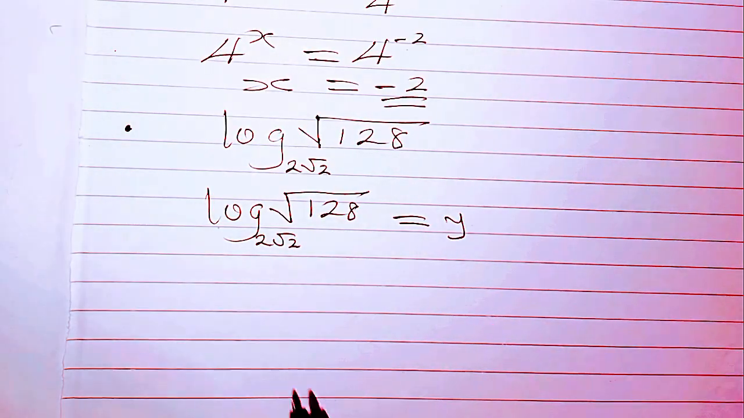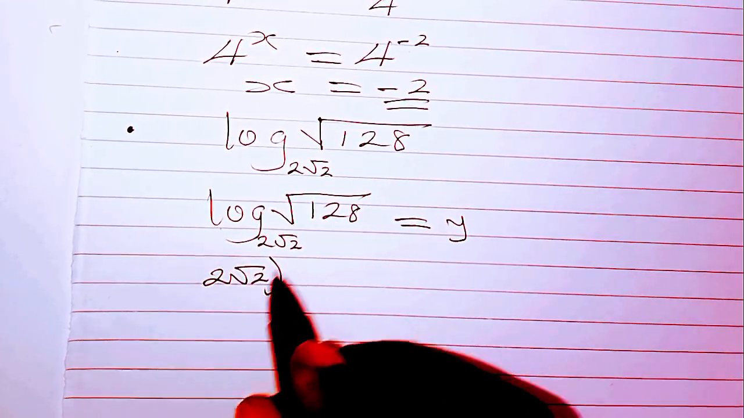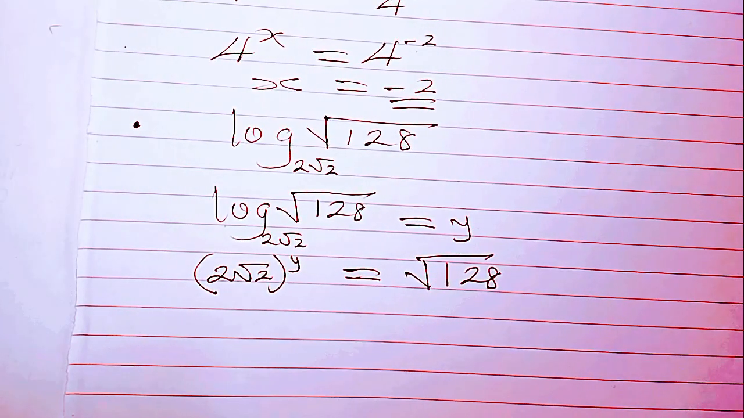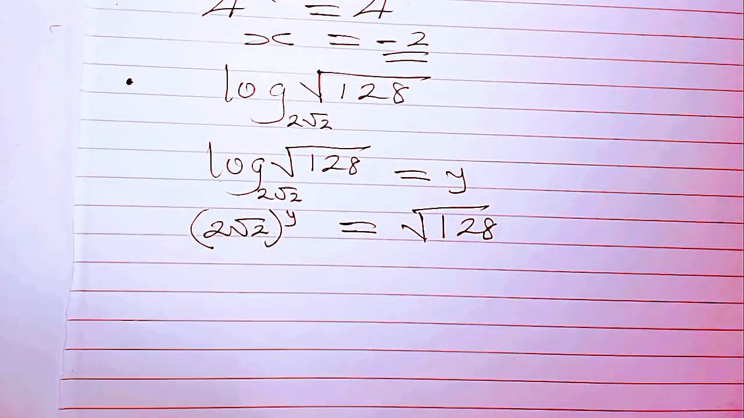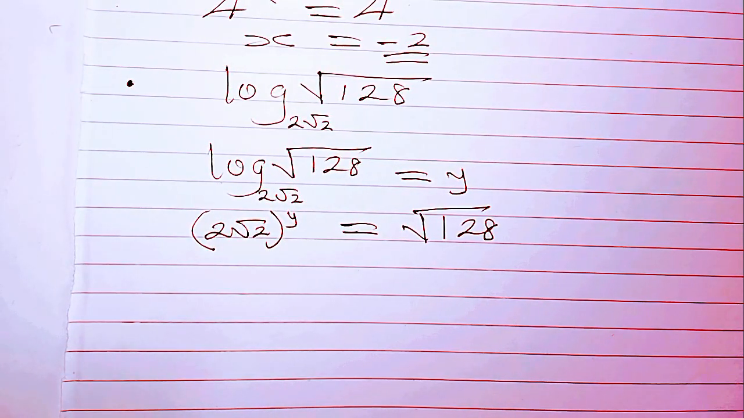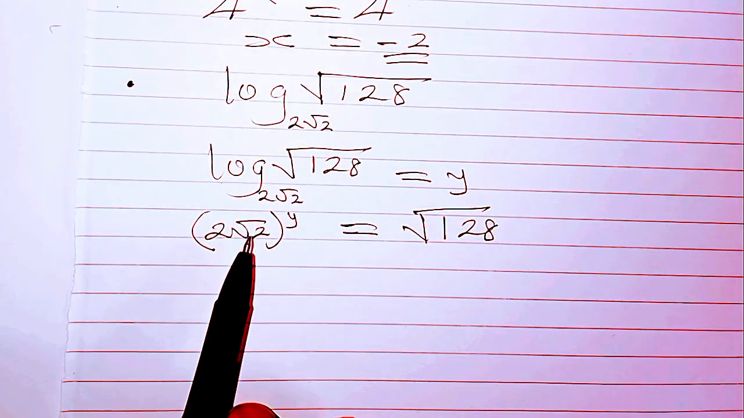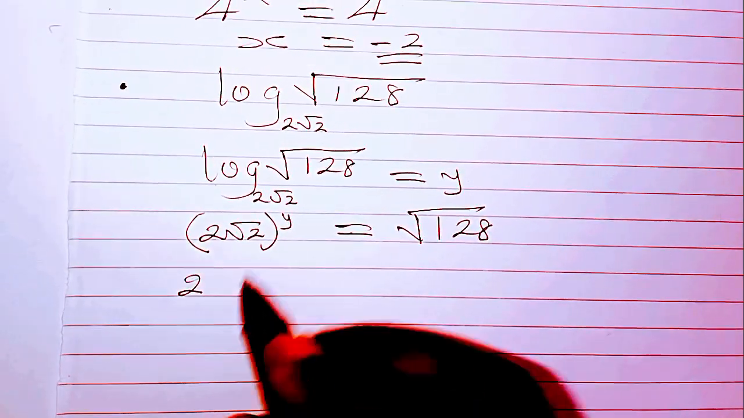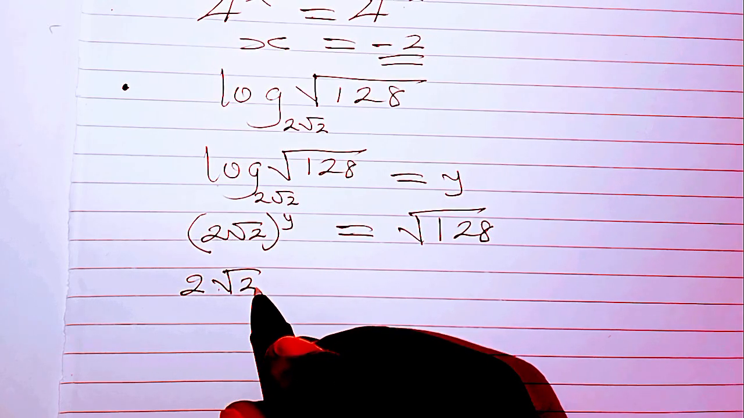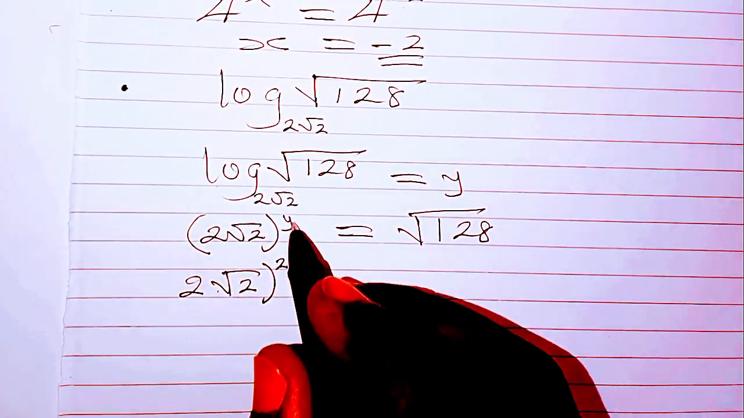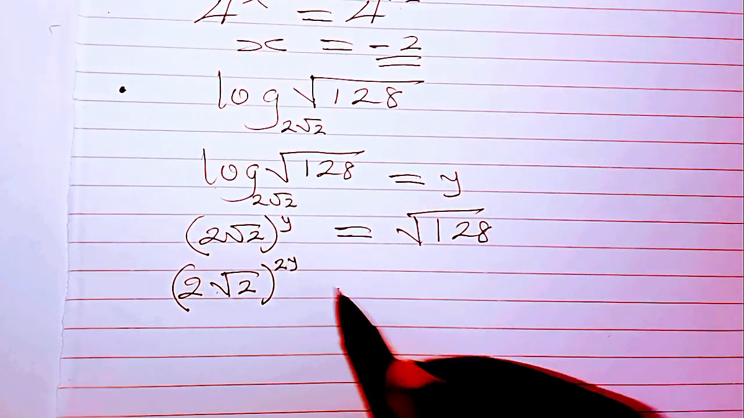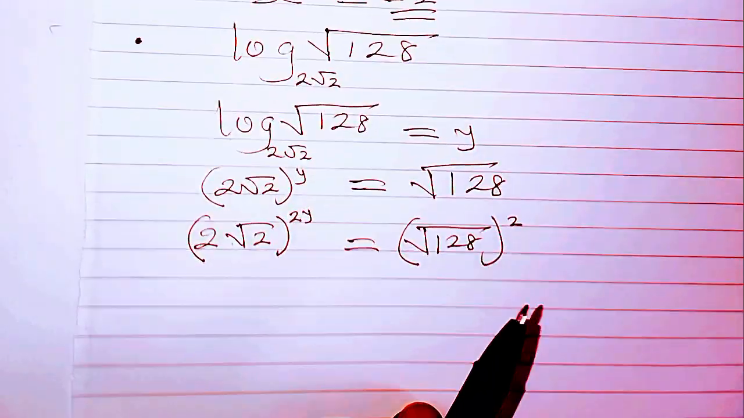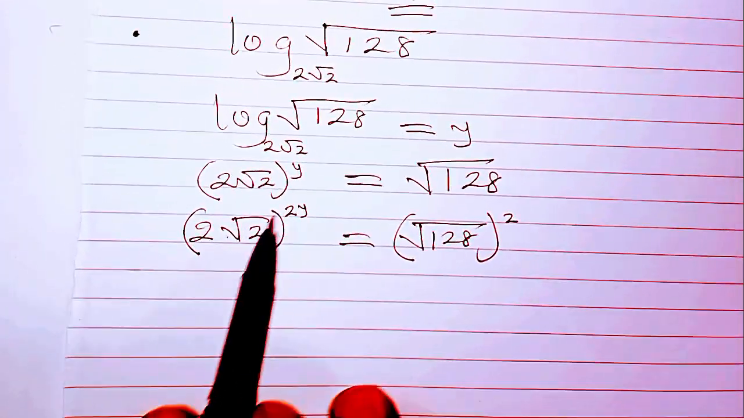So changing that to index form, this is 2 root 2 raised to the power of y equal to square root of 128. And then if we have this kind of scenario here, what we can just do is to square both sides. If you square both sides, you can just have 2 in order to get rid of the square root here. That is squaring both sides. We have 2 root 2 raised to the power of 2, in as much as we have y there that has to be carried along, equal to square root of 128 squared. That's squaring both sides.